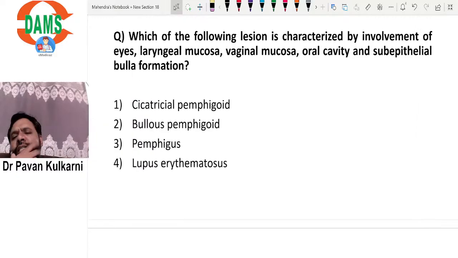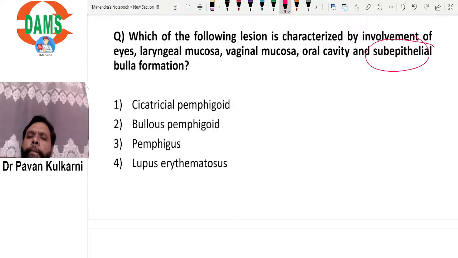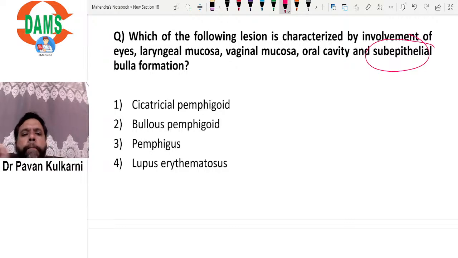Which of the following lesions is characterized by involvement of eyes, laryngeal mucosa, vaginal mucosa, oral cavity, and subepithelial bulla? Again, this is a favorite topic in INICET or AIIMS previously. So there is a skin lesion which will affect mucosa, and there is a subepithelial bulla. All of us know pemphigus has intraepithelial bulla. Pemphigoid has subepithelial bulla.